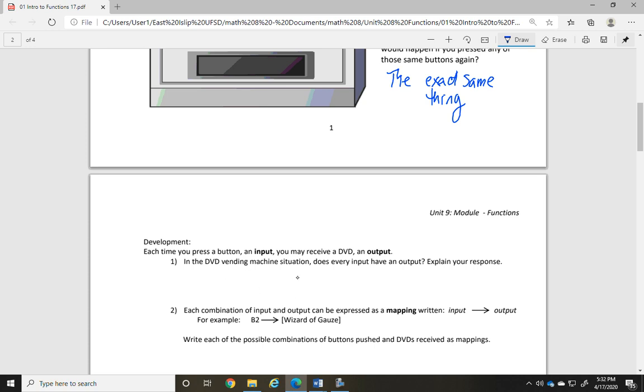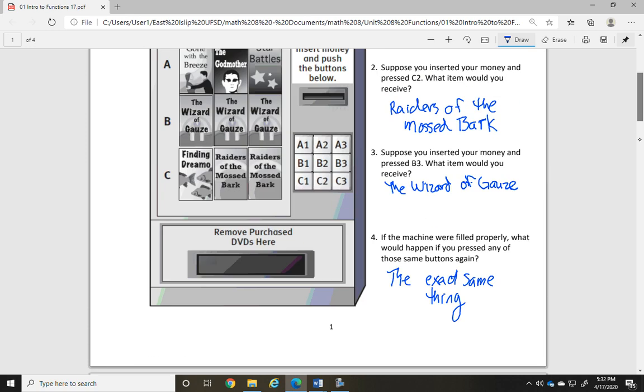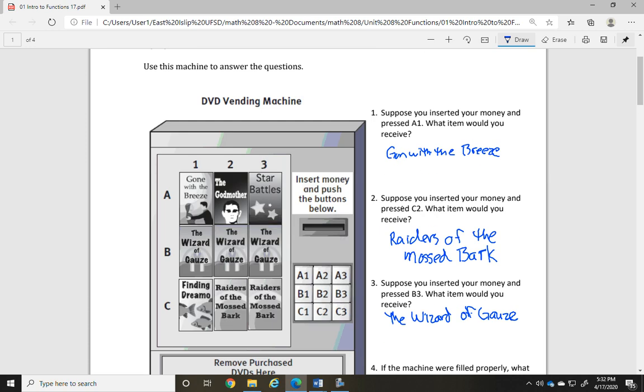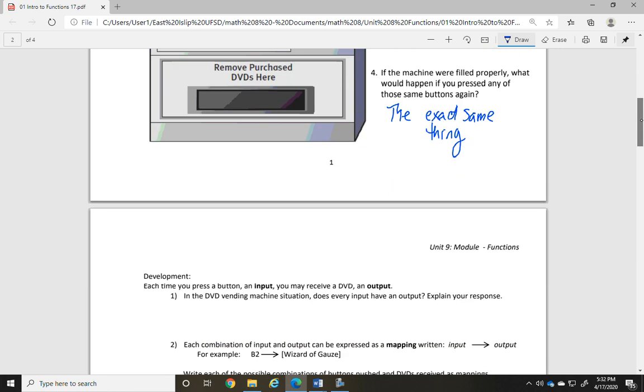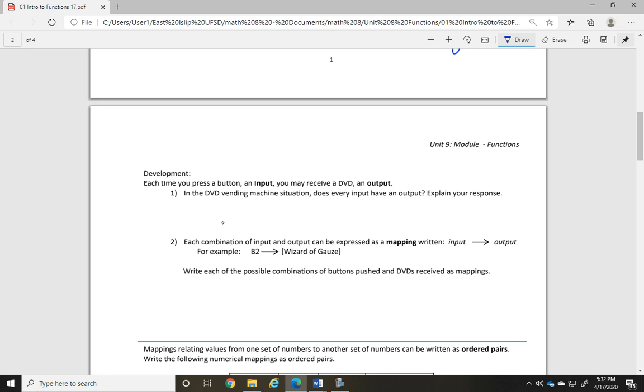In the DVD vending machine situation, does every input have an output? So every single time I push a button, do I get something out? The answer is yes, as long as the machine is properly working. So we're assuming that we have a properly working machine. Every time I push a button, I expect to get a DVD. So does every input have an output? Yes. Every time I push a button, a DVD will come out.